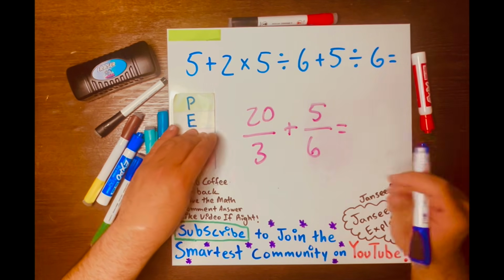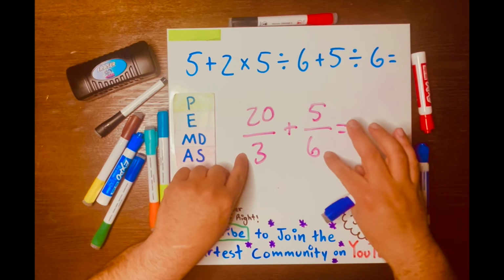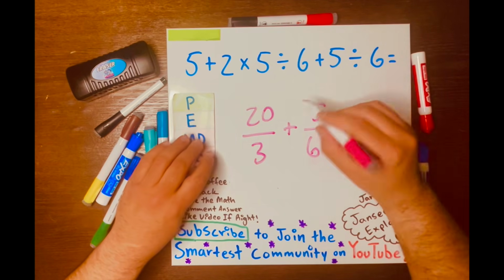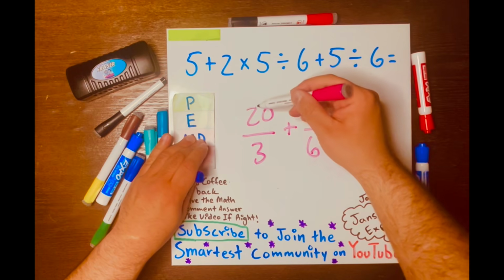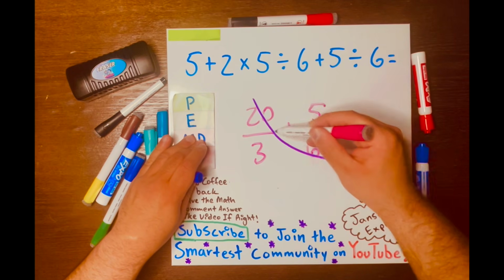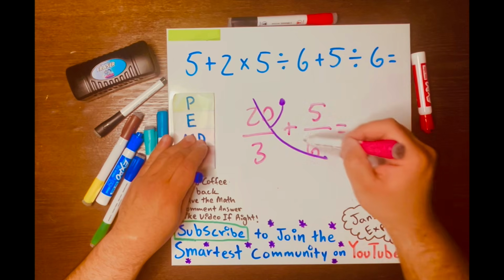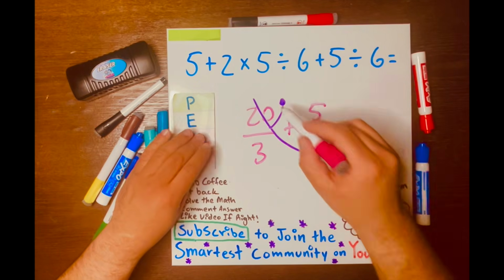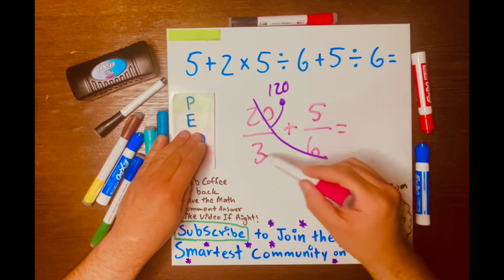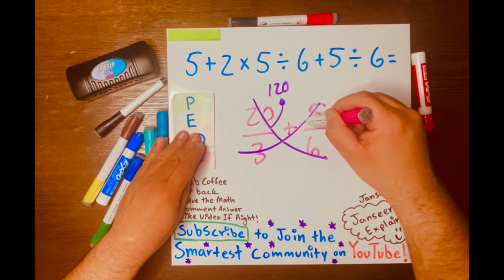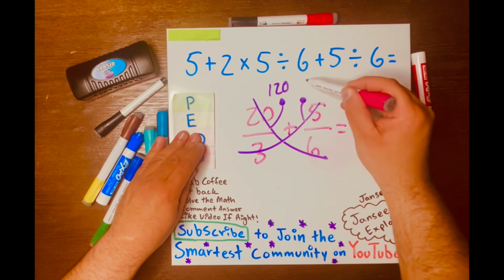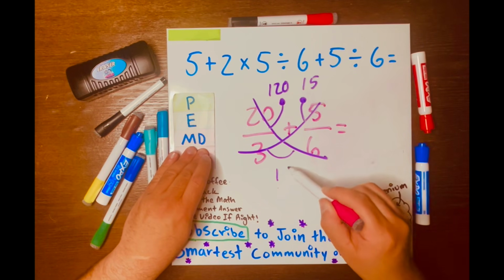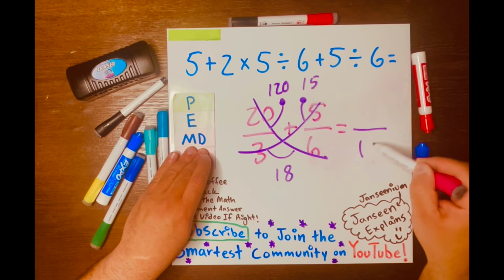Notice the denominators are different. So we're going to use the butterfly method again and just switch colors. So darker purple. So here's the first wing and first antenna. So 20 times 6. So 20, 40, 60, 80, 100, 120. So 120. And here's the other wing and antenna. 3 times 5 is 15. And then lastly, the body. 3 times 6 is 18. So our new denominator is 18.